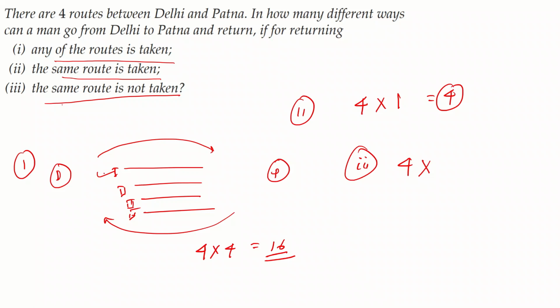So say for example, if he chose route number 1 for his upward journey, then he cannot take route number 1 again. So if he has taken any of the 4 routes, then he has 3 routes remaining for the downward journey. So these are the 3 options left. He cannot take the same route, but he still has 3 routes remaining. So once he has done the upward journey, then he has 3 options. So in all, 12 is your answer.